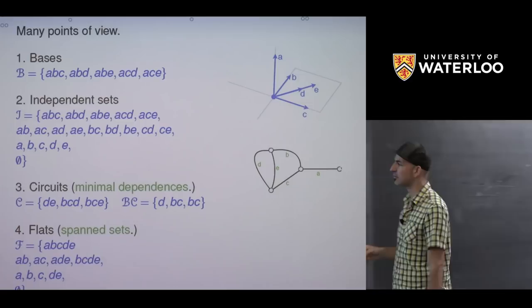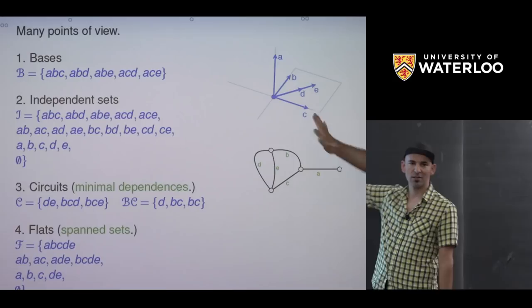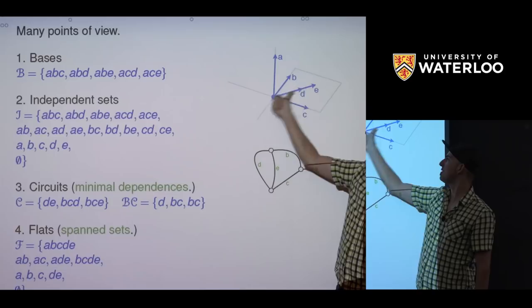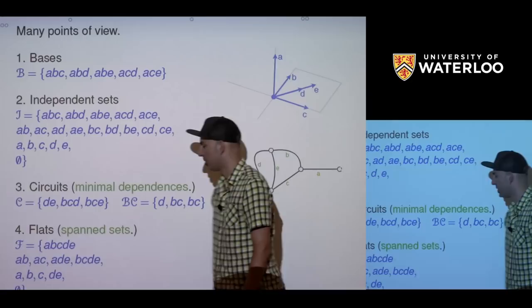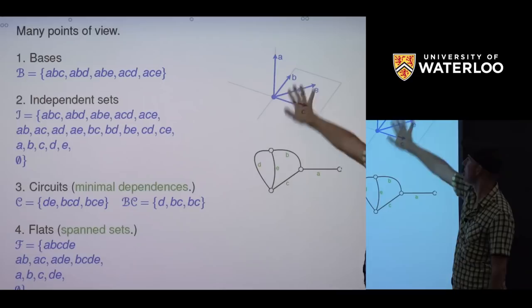Flats. The flats are the spanned sets. What I mean by that is that you look at your collection and see what the subspaces are that are spanned. So for example, this line contains only A, so that's a flat. B is a flat. This line contains D and E, and so that's a flat. Now, if I see ADE here, then there should be a plane in this picture that contains vectors A, D, and E. When you look for it, there it is, A, D, and E. And for example, this plane at the bottom is B, C, D, E, so that's this one. Those are the spanned sets.